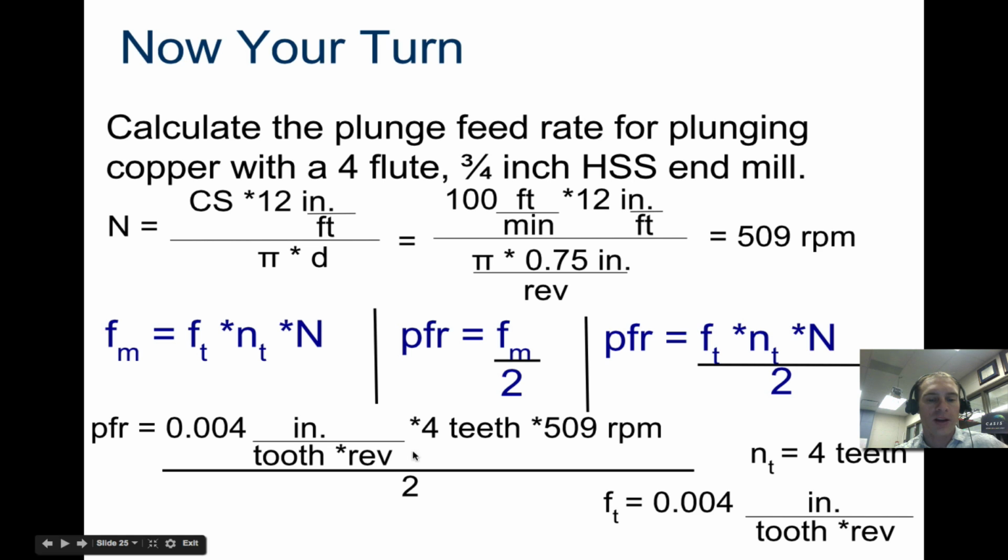So we multiply this together, and we divide by 2 again because it's plunge feed rate. So that word plunge is something you really want to be careful to pay attention to, and it ends up with 4 inches per minute. So that looks to me like copper is probably a bit softer than steel, although there are other factors because the size of the bit plays a role, how many flutes plays a role. So that might be a little bit too much of an overgeneralization.